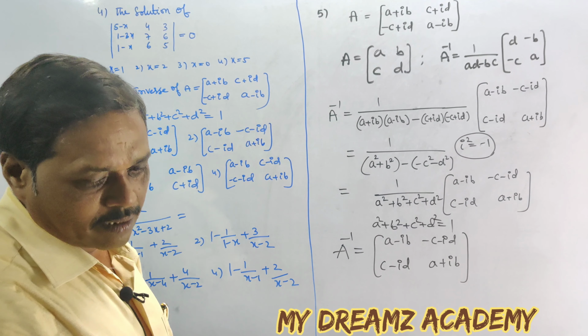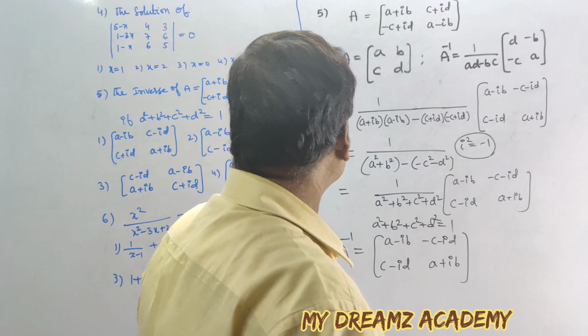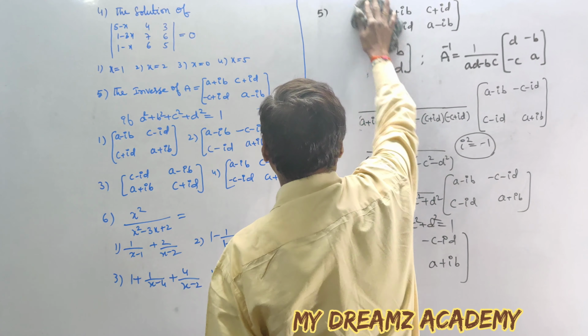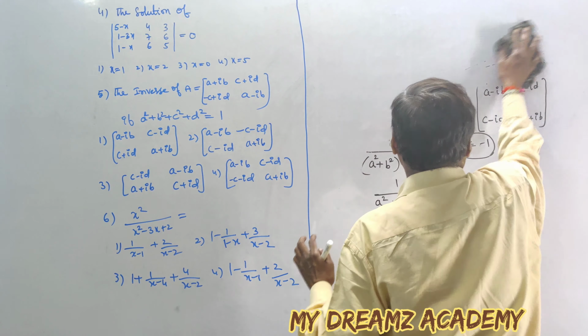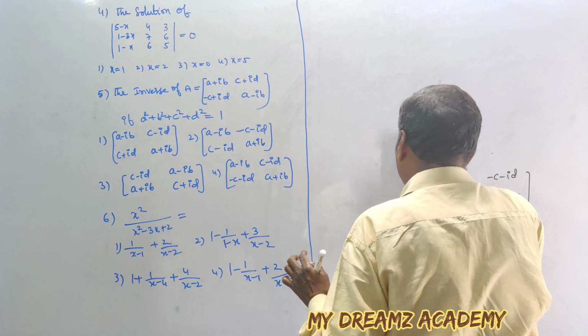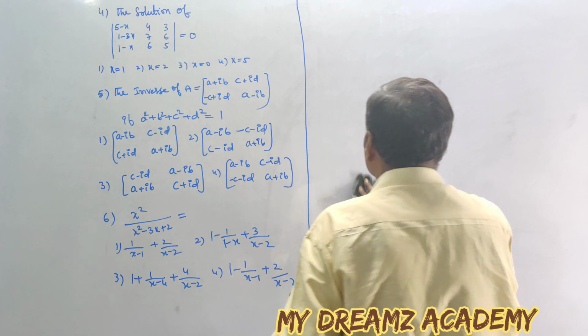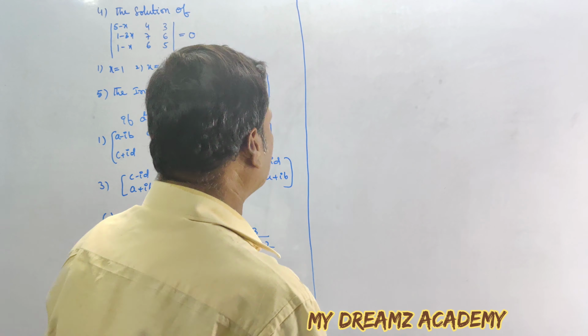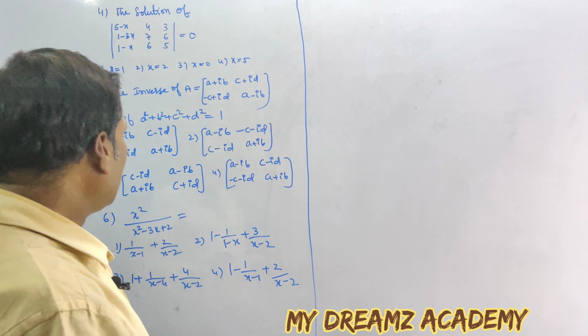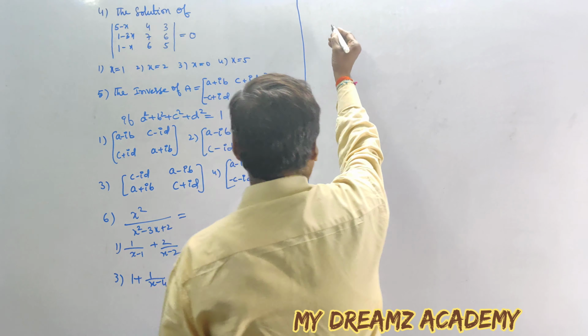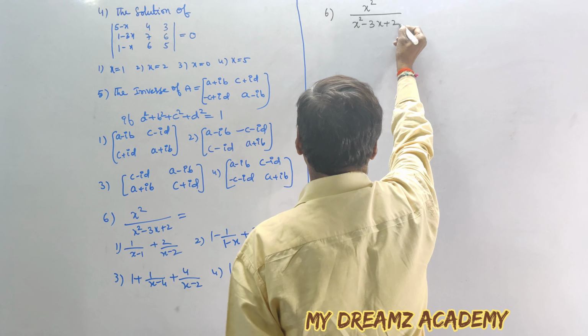Okay, second option. Now see one more problem, which is the sixth problem in the given exam paper. Sixth problem is from partial fractions. This is also one simple chapter. You will get one partial fractions problem, that is x square by x square minus 3x plus 2.